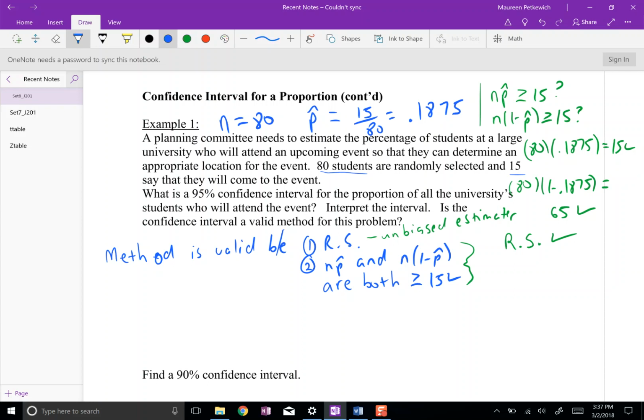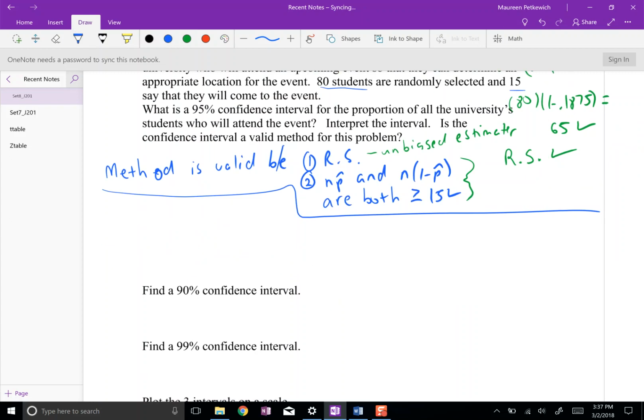Okay, so now we're ready to calculate the confidence interval. And so I'm going to say I need p hat plus or minus a z-score times the square root of p hat times 1 minus p hat, all over n. That's just the formula that we saw previously for the confidence interval for a proportion. And so we're just going to plug in values now. P hat was 0.1875 plus or minus a z-score.